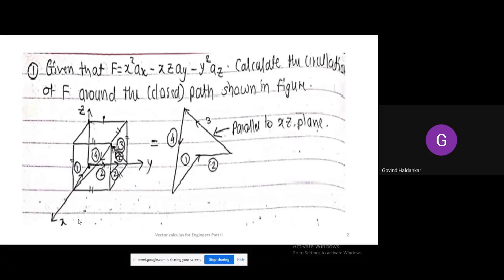Here I'm trying to explain the concept of line integral, surface integral, and volume integral. Now, line integral, I will explain using this example. Here one function is given. So function f is equal to x square ax minus xz ay minus y square az, where ax, ay, az are unit vectors. So this is a function, and we are going to define line integral.